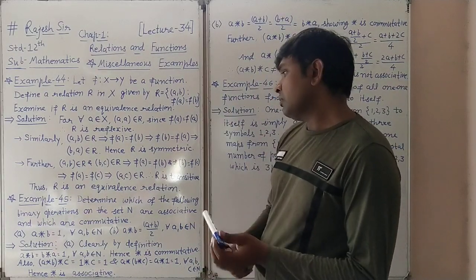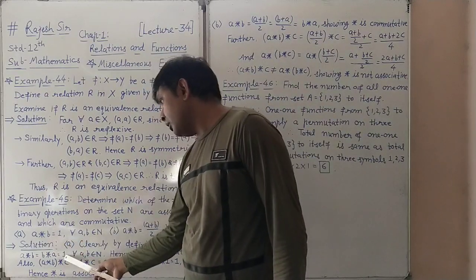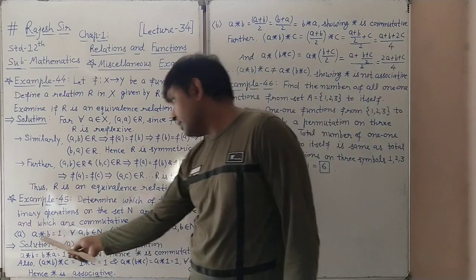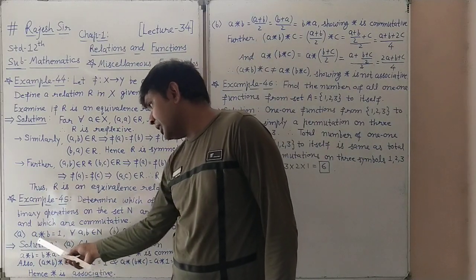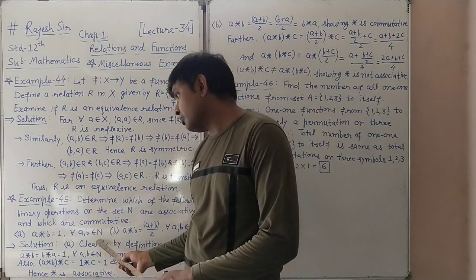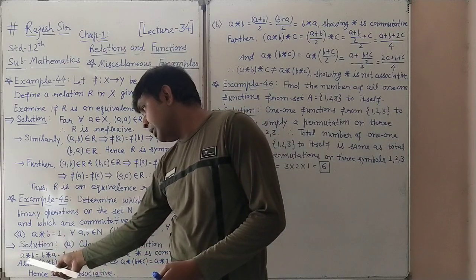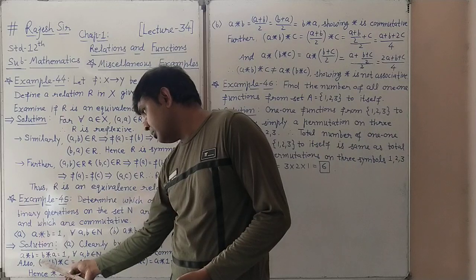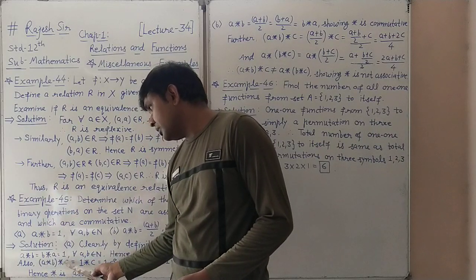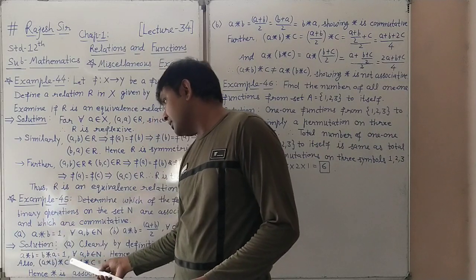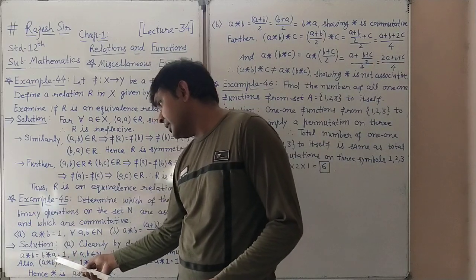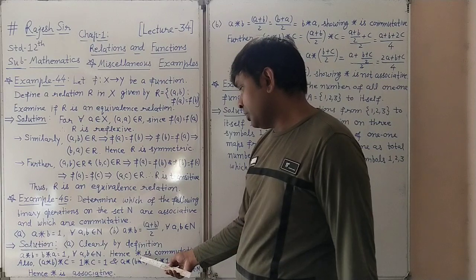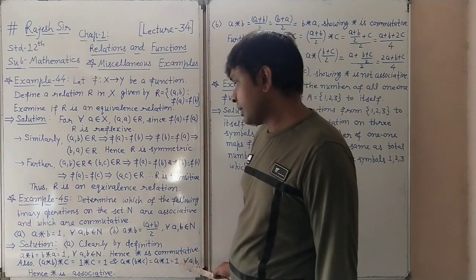So in the solution, we will check one by one. For (a) now, we are checking. It is clear by the definition given that a * b equals 1. If a * b equals 1 for every a, b belonging to N, then in reverse, b * a also will be 1. So we have shown a * b equals b * a equals 1. This way we show that a * b equals b * a for every a, b belonging to N. Hence, the operation is commutative.